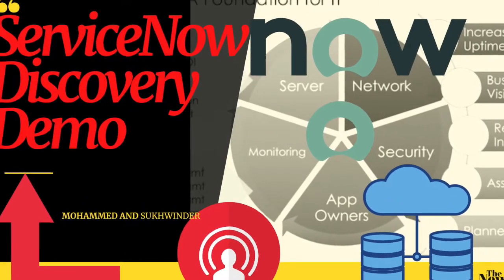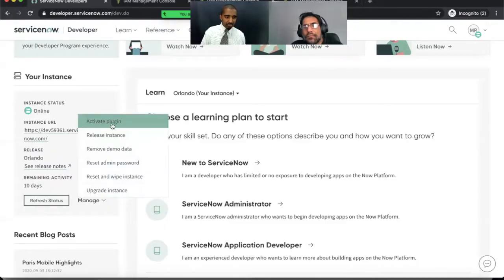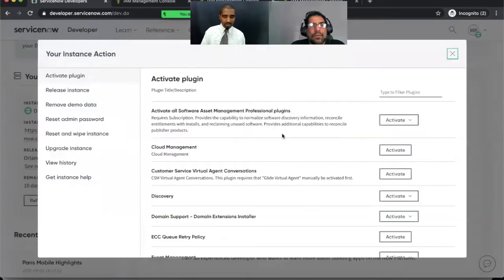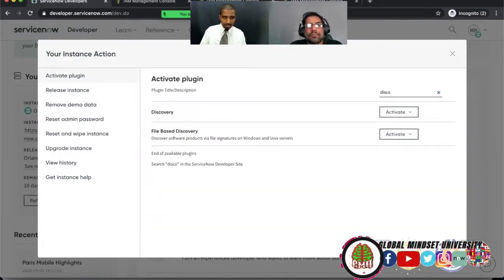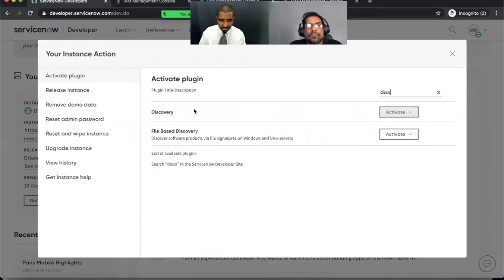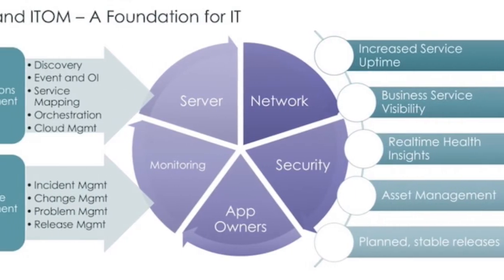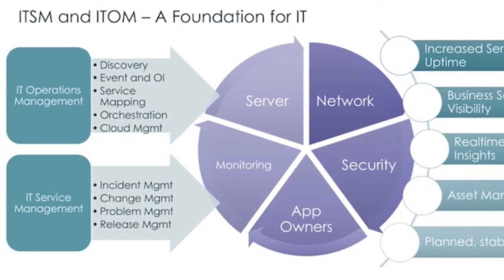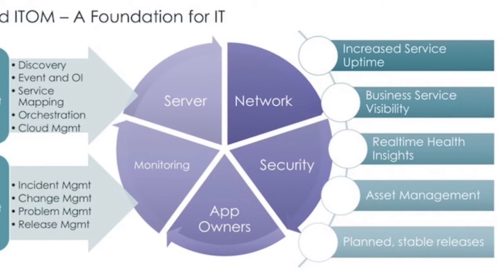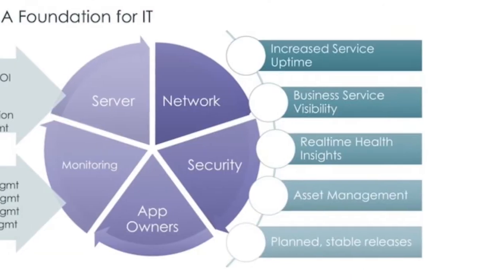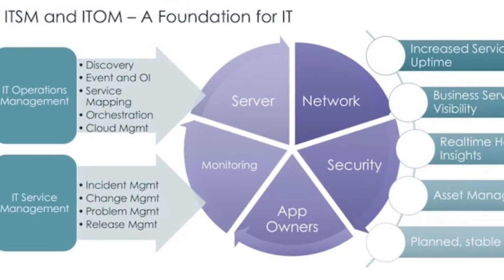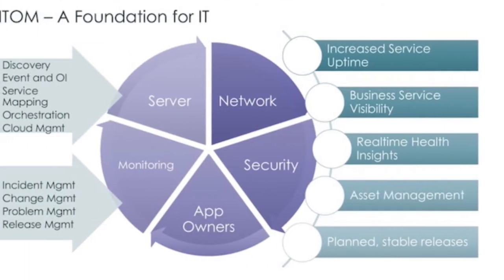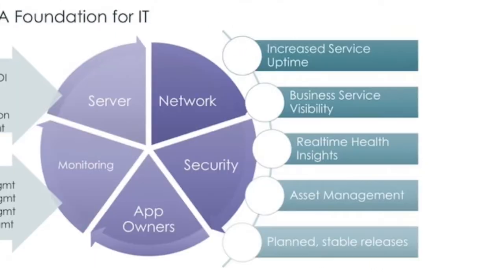Then here under manage, you will see the first choice is activate plugin. So you click there and you need to find, for example, the plugin that we discovered. Actually, discovery is already activated in our instance. Let's go ahead and see cloud, right? Cloud management activate. It's already activated. What else do we need? Okay, activate. Yeah, if you don't have it, you need to activate it. So that's all we have just to show you.